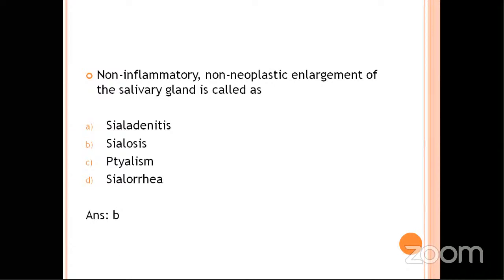So in case of ptyalism or sialorrhea, the main treatment will be atropine sulfate that we give. Okay, so it is an anticholinergic drug which is given to control the increased saliva. It not only controls saliva, it will control all the secretions.